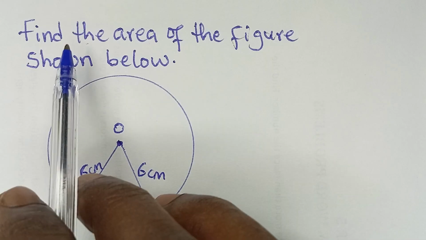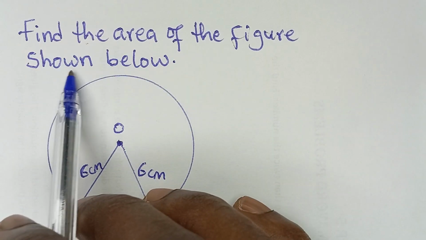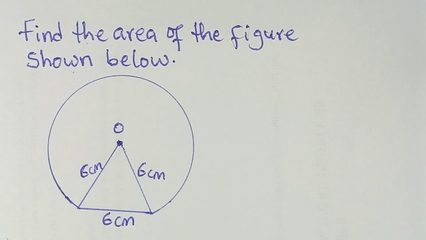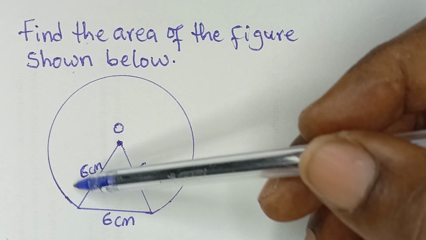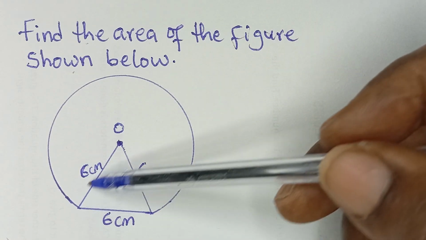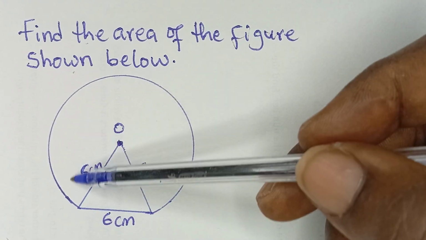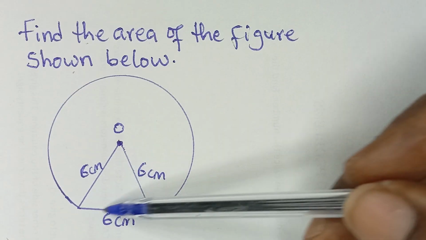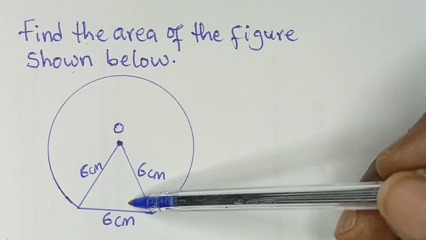The question says, find the area of the figure shown below. For us to solve this problem, we have to look at the shape that we have here. We have a sector here. This whole shape is a sector, and this part is a triangle.